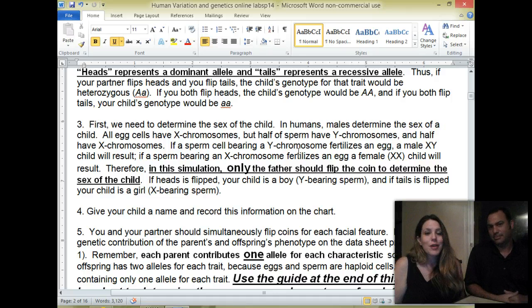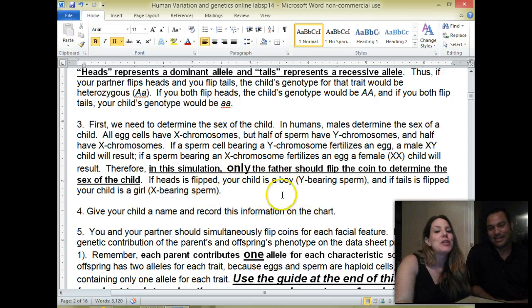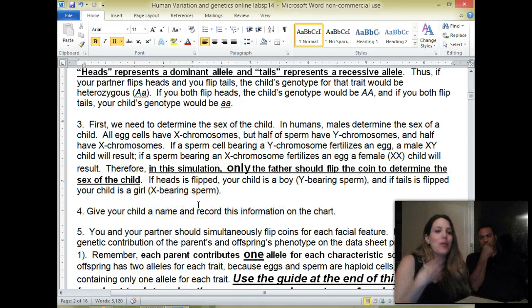He got tails. So because he got tails, that means we're going to assume he donated an X to this baby. So he donated an X-bearing sperm. And of course, I could only donate an X, so our baby ends up XX, and it's going to be a girl. Okay, so keep that in mind.